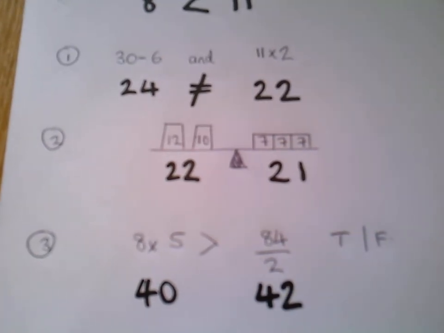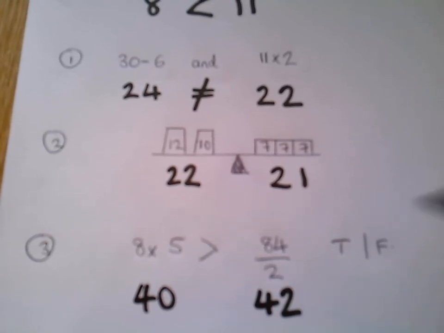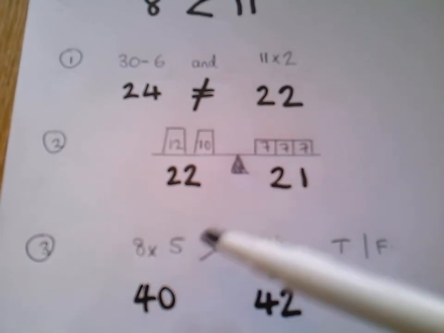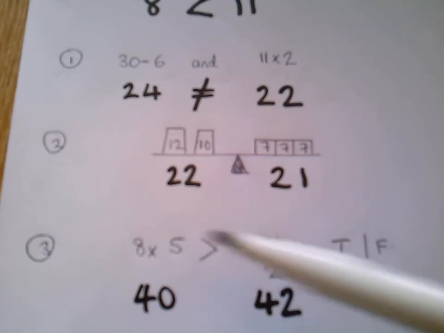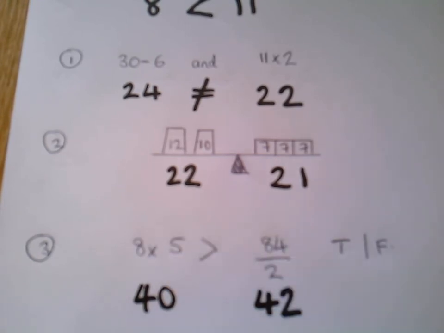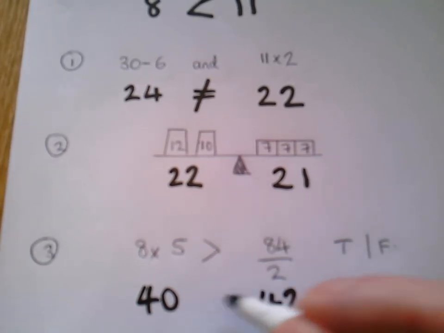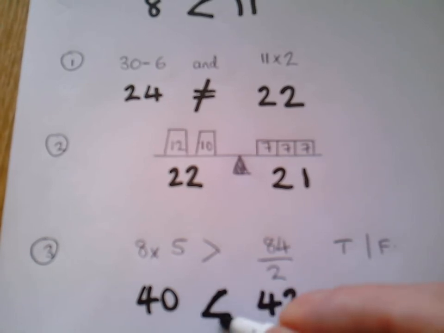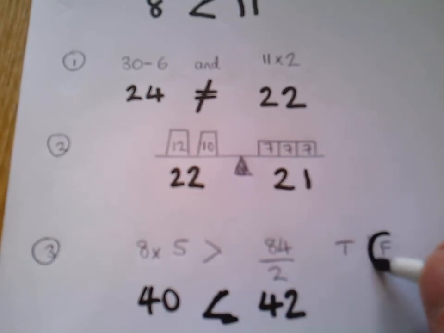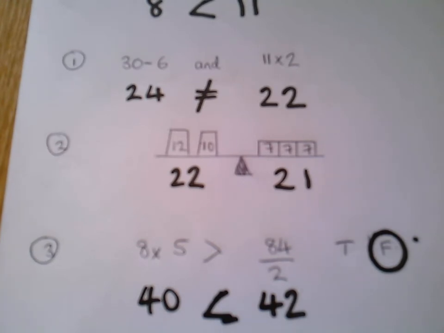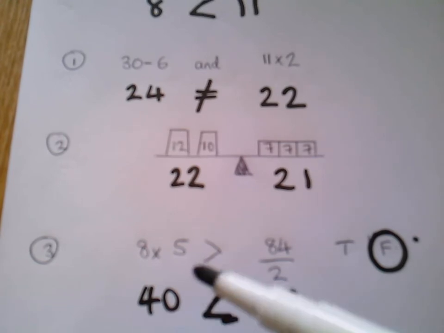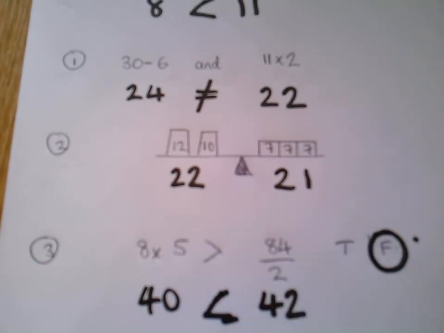So going back to the original question, it said that 40 is larger than 42, or it said 8 times 5 is larger than 84 divided by 2. So if I was writing an inequality here, remember it would point towards the largest number, so it would be this way round, so this would indeed be false. Okay, 42 is larger than 40 in this case here, or 40 is not larger than 42.